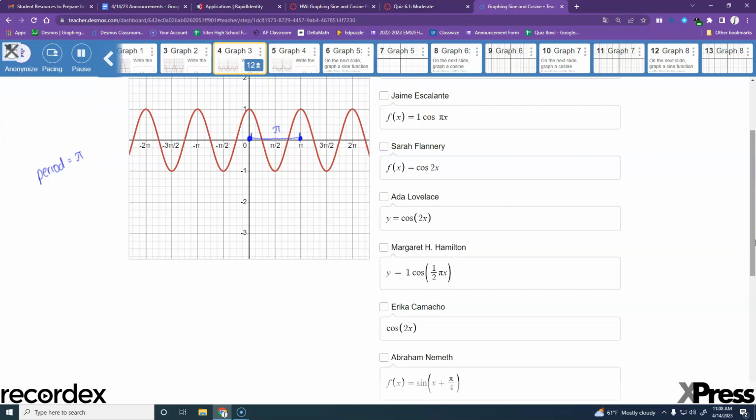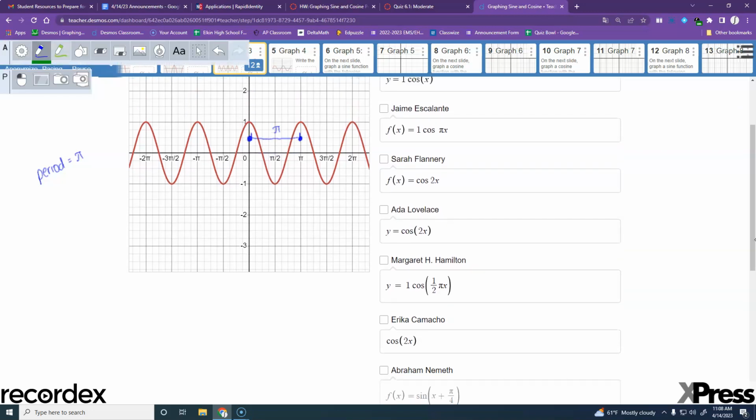So you would not put pi times x, because to find the period, remember we're thinking about our equation, y equals a cosine bx plus c, plus d, right? To find the period of that graph, we would do 2 pi over this number right here, right? What does that number need to be for us to get pi? 2. It needs to be 2, right? So the ones that have this are correct.